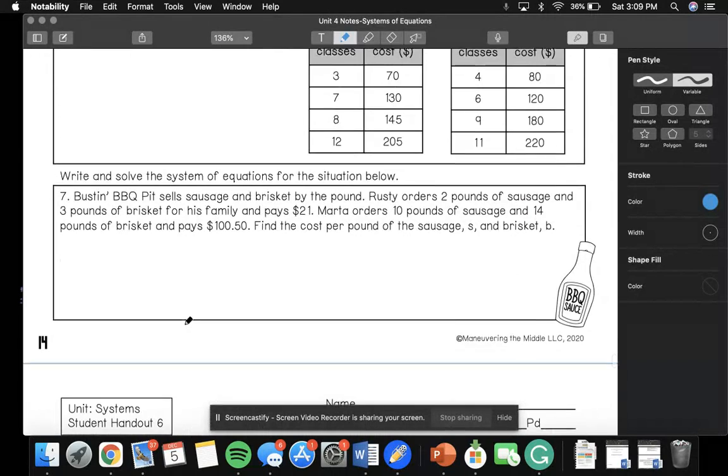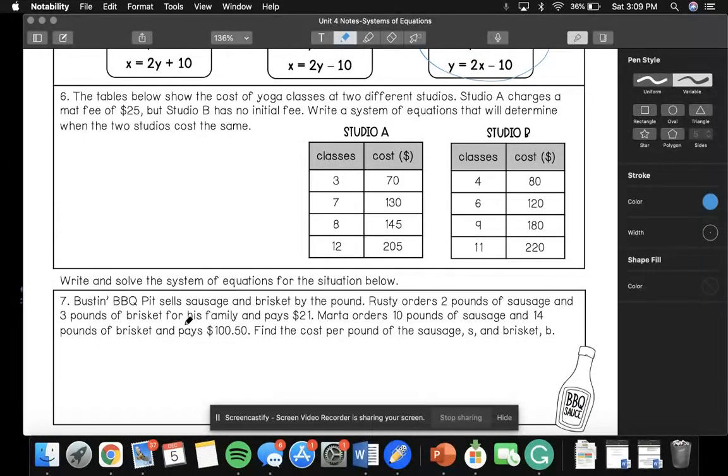Okay. The table below shows the cost of yoga classes at two different studios. Studio A charges a mat fee of $25, but Studio B has no initial fee. Write a system of equations to determine when the two studios will cost the same.